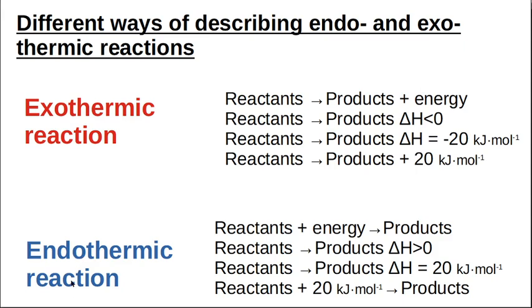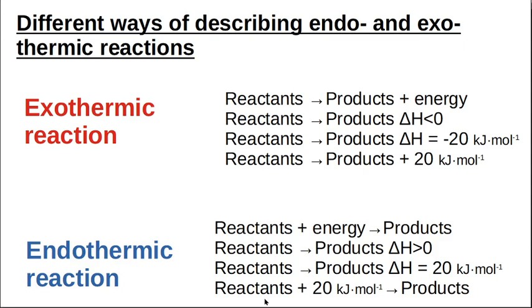In an endothermic reaction, the energy is on the reactant side. It takes in energy. The reactants need extra energy to form the products. It has a positive heat of reaction, and here you can see exactly the same thing. Here's the energy, as the word energy, reactants and energy go to products. Here's reactants and a specific number for energy going to products. So you need to be able to apply this with a proper formula.